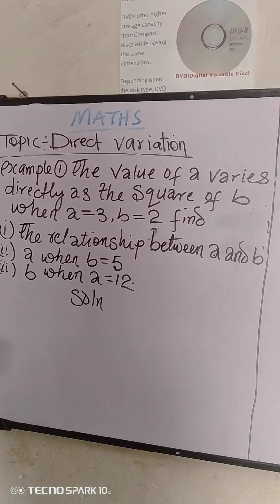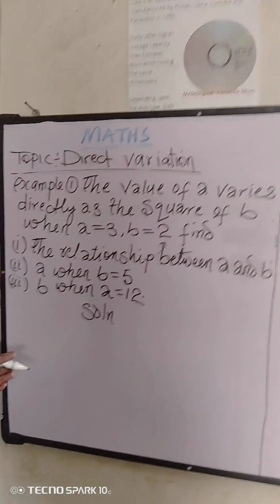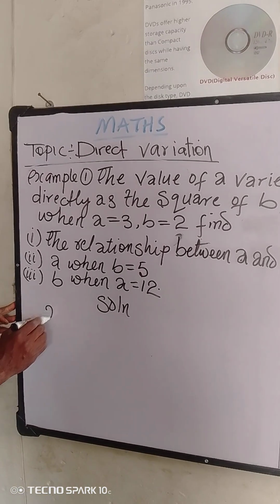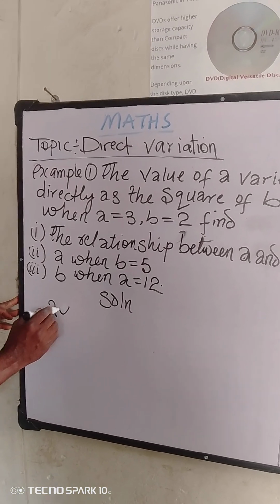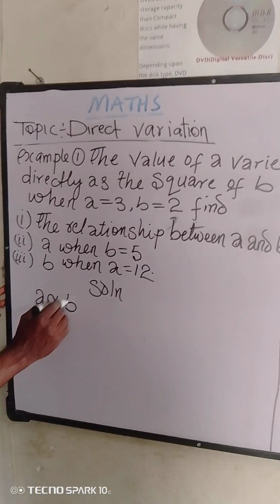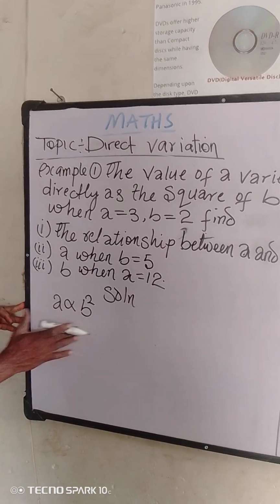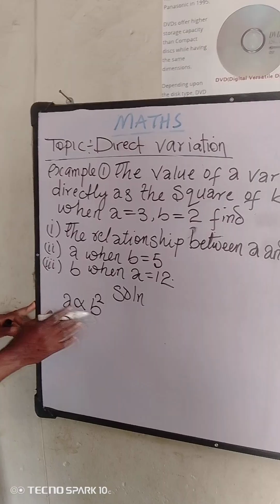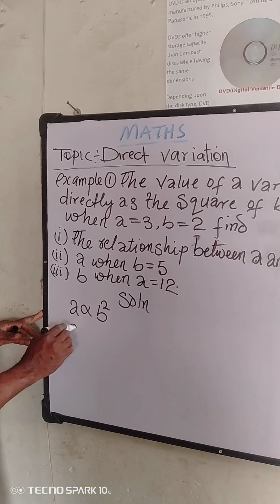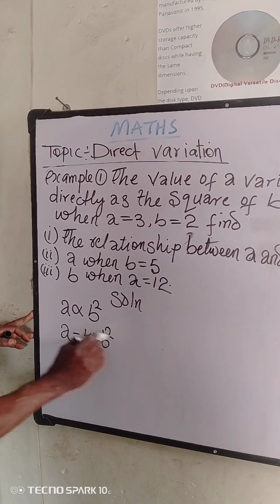The first thing we need to do here is to transcribe this question into a mathematical form. They said the value of A, varies, this is the sign of varies, directly as the square of B. Then, before we can continue further, we need to remove the sign of proportionality and introduce a constant, which is known as the constant of proportionality. In this regard, we say A equals K multiplied by B squared.